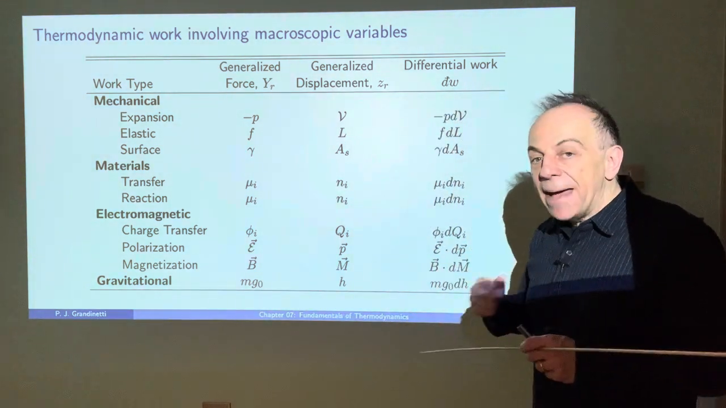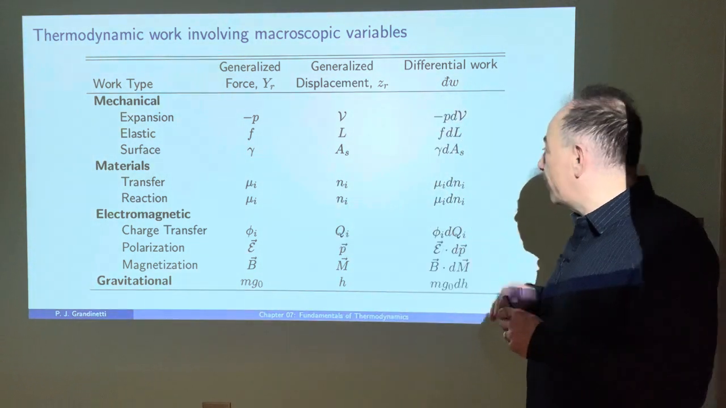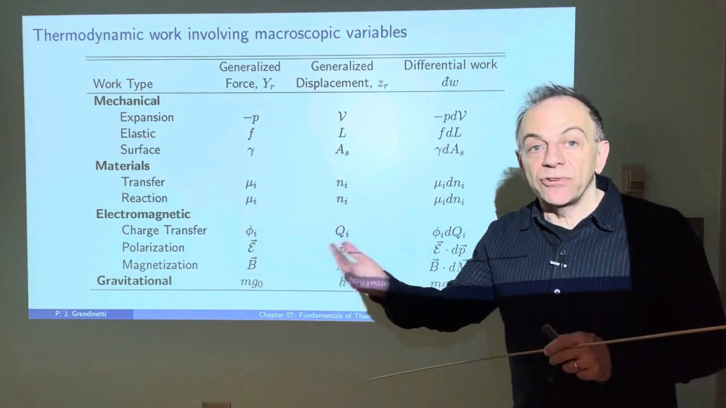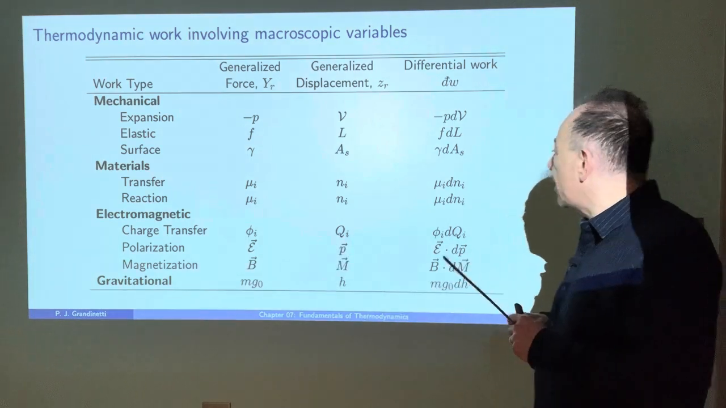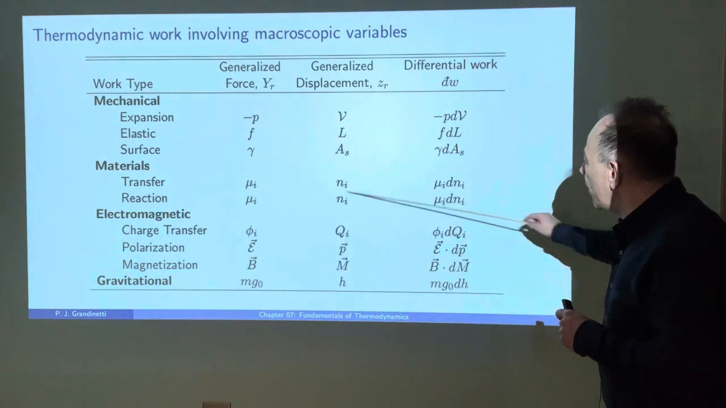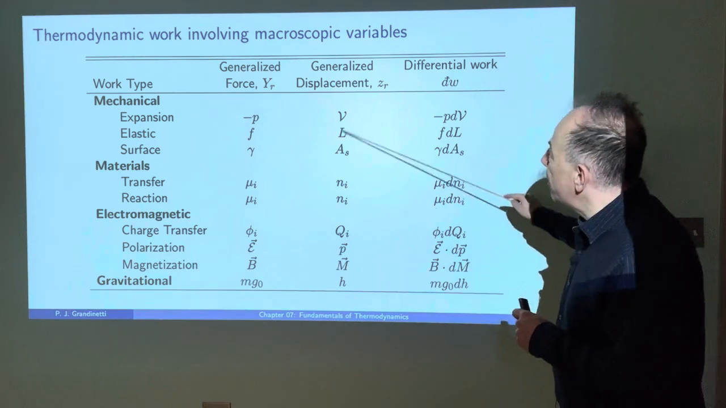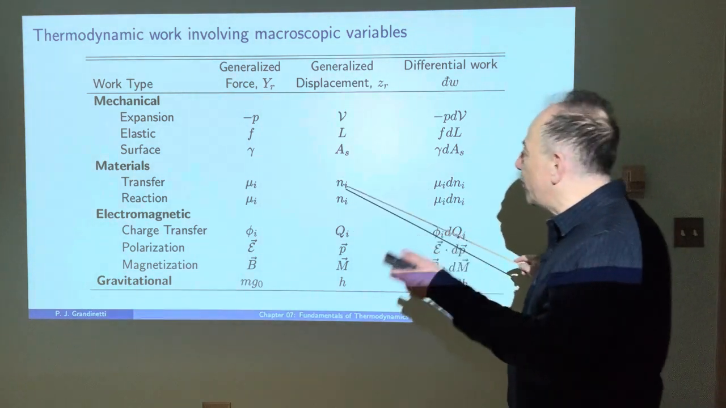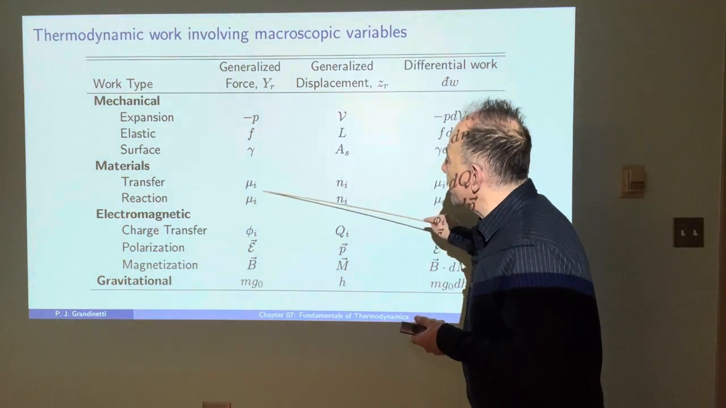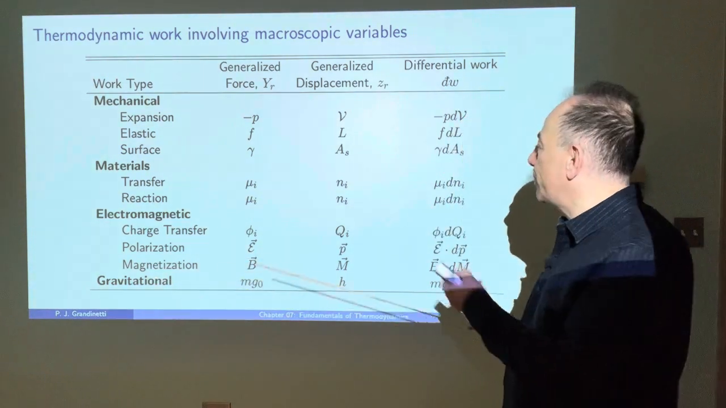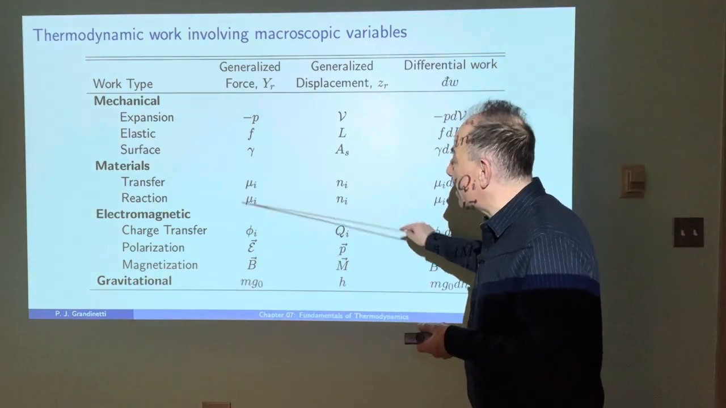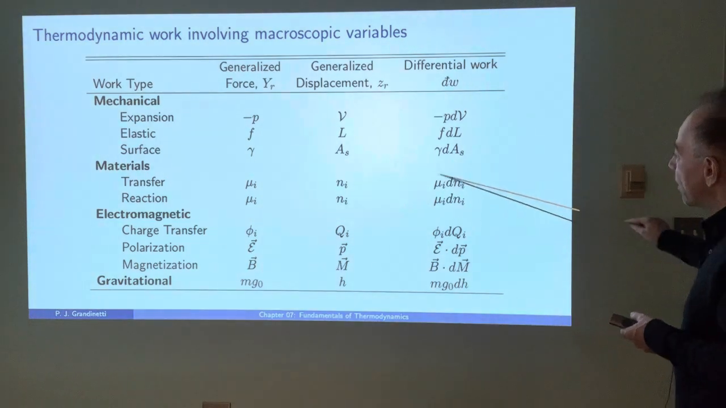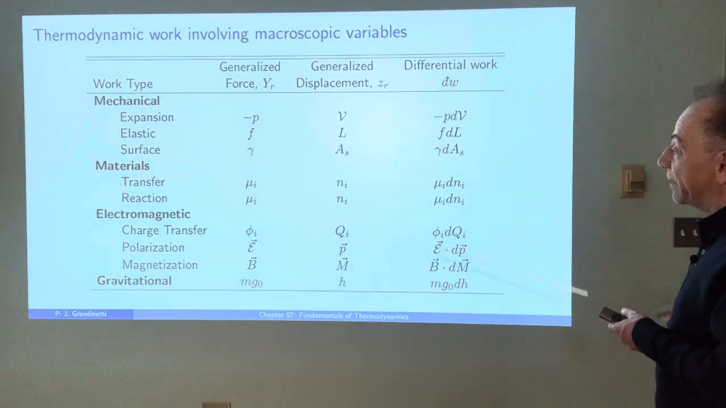We can also have matter being transferred in and out of the system, and that's an energy transfer too, because there's energy associated with matter, and that is given by this differential form. So the generalized displacement is the amount, the number of moles that you're moving in and out, and then this term is the energy associated with those moles that you move in. This is what's called the chemical potential, and the differential work is mu dn.